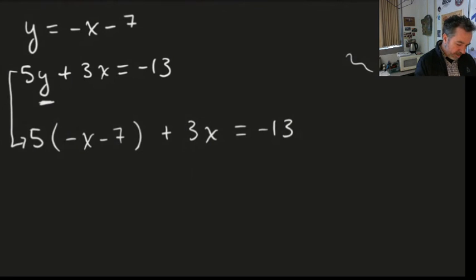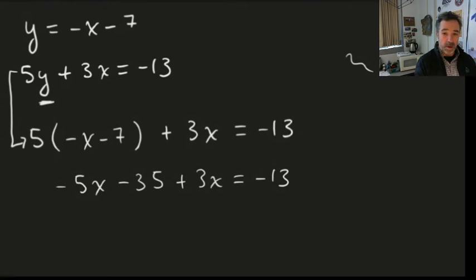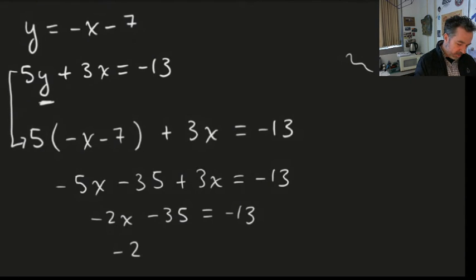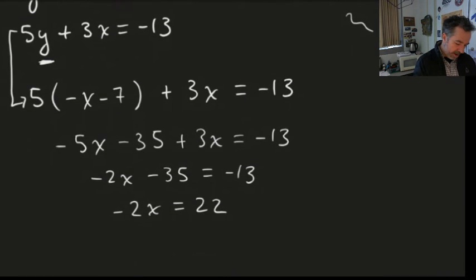If I use the distributive property, this is going to become negative 5x minus 35 plus 3x equals negative 13. Therefore, negative 2x minus 35 equals negative 13. Therefore, if I add 35 to both sides, negative 2x is positive 22. Therefore, if I divide both sides by negative 2, I get that x is negative 11.